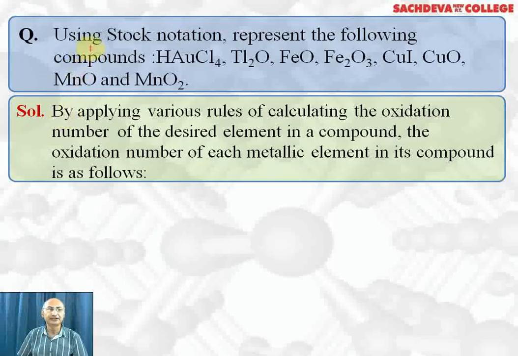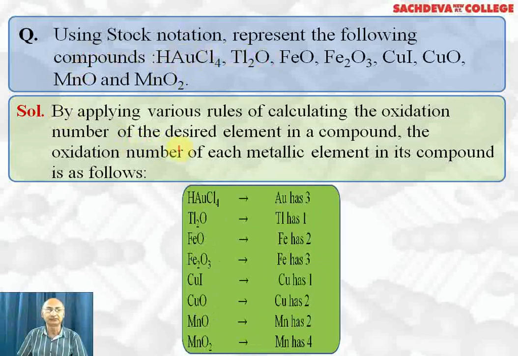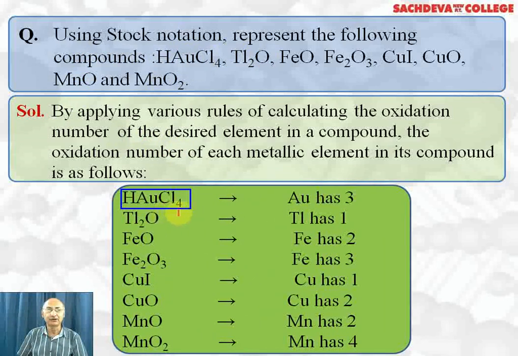Let's take up this question using stock notation. Represent the following compounds. Let's apply the rules to calculate the oxidation number of the desired element in the compound. In HAuCl4, Au has oxidation number +3 because hydrogen has +1 and 4 Cl will have -4.